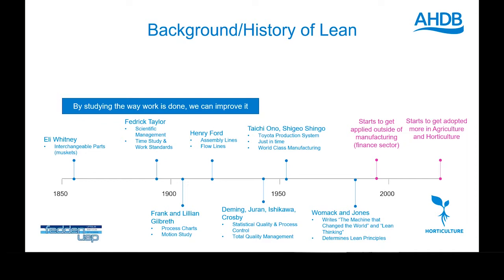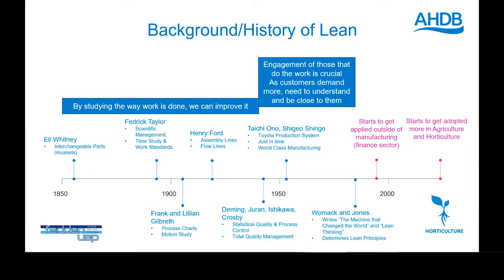So what happened after the war was Toyota particularly took some of those techniques, but really picked up on two things, which was actually the engagement of the people who do the work, and getting close to the customer, so to understand the customer. So previously with the people aspect, through the mass production, the Henry Ford model, people hated it. They had lots of problems with the unions, lots of problems with people.